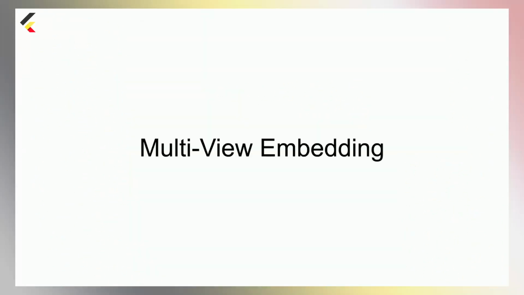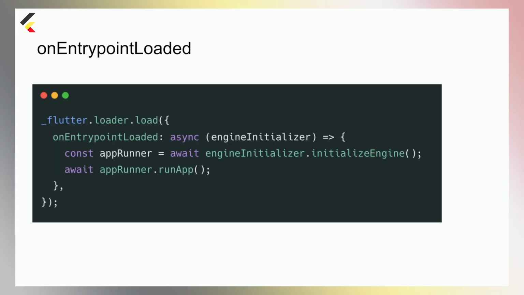But I think most of you came for multi-view embedding. So let's see what other steps we need to do. This is going to be quite some code. There's going to be 5 steps that we need to go through. The first one is already done, customizing the bootstrap file. So let's look at what else we can change in that bootstrap file.